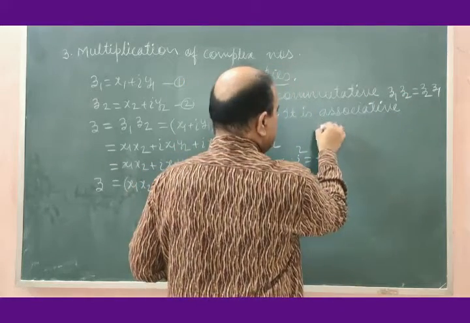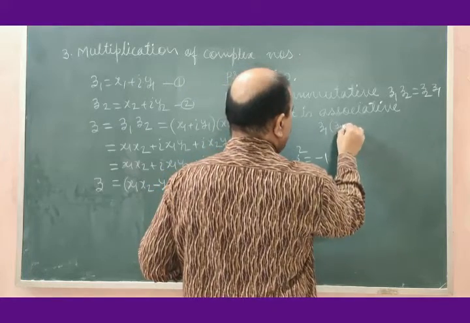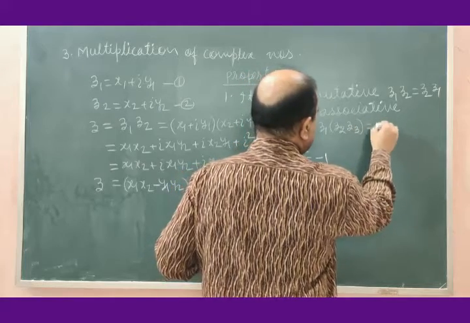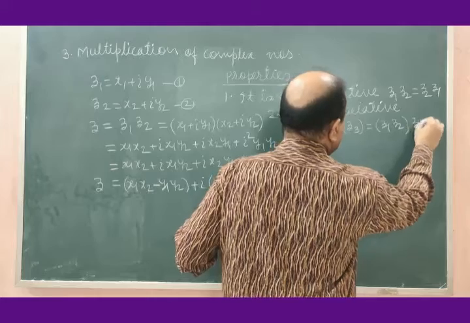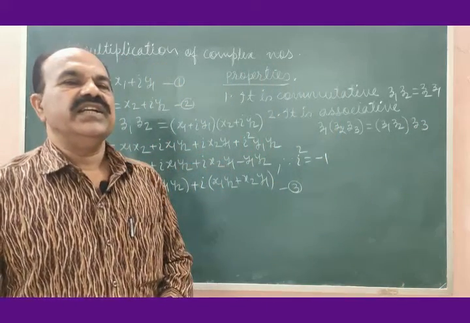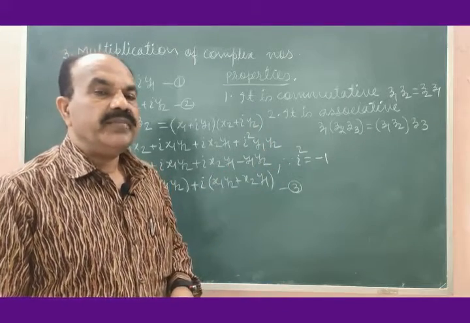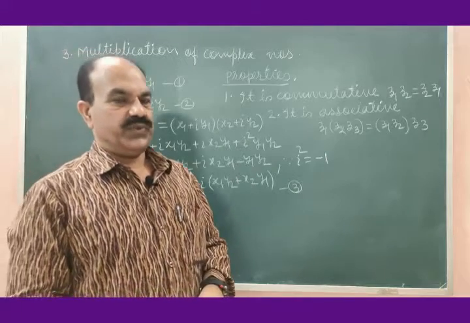It means that Z1 into Z2 into Z3 is equal to Z1 into Z2 into Z3. It is associative. Multiplication of complex numbers is associative.